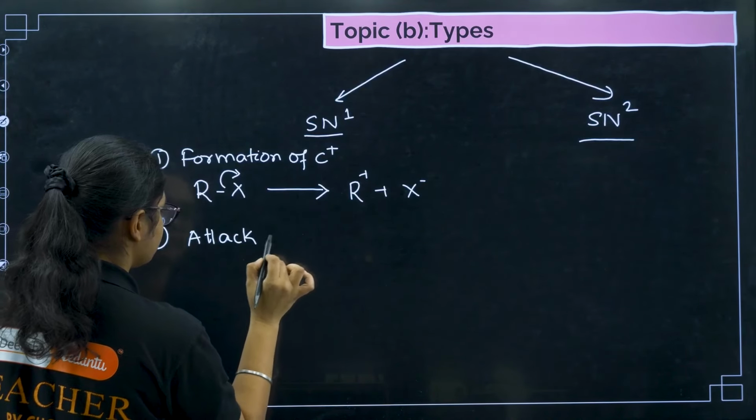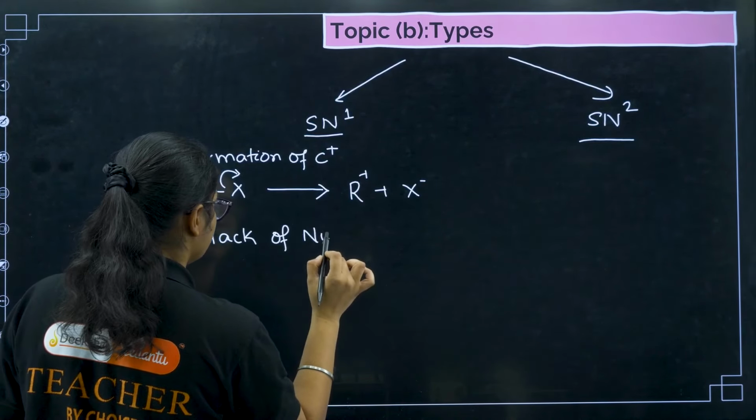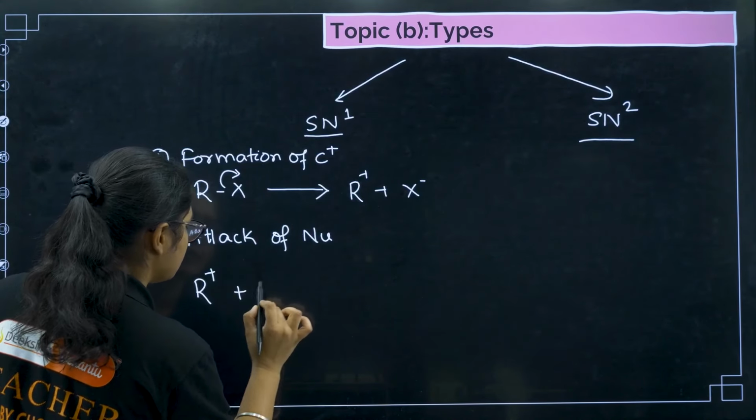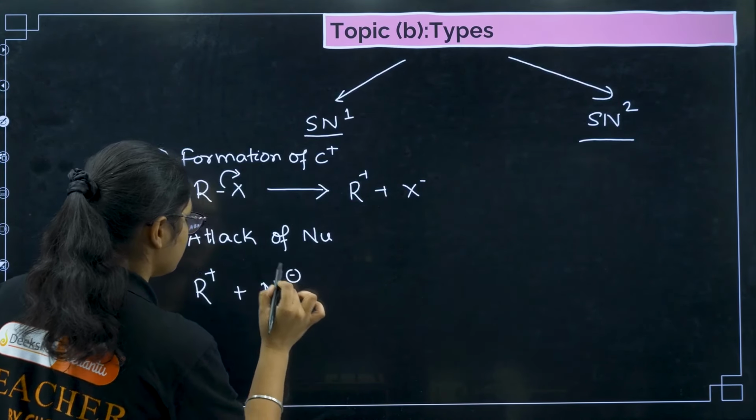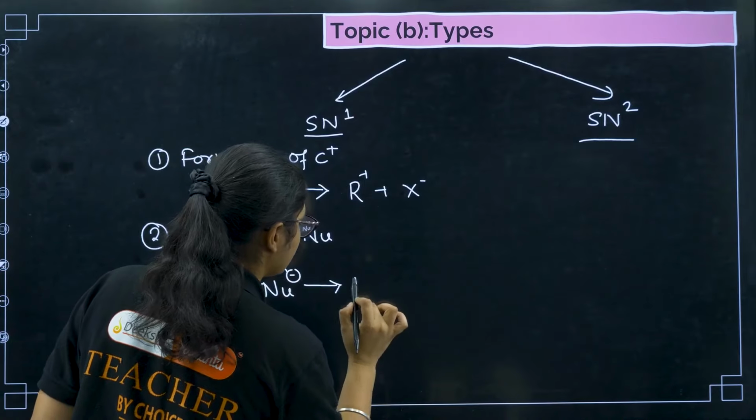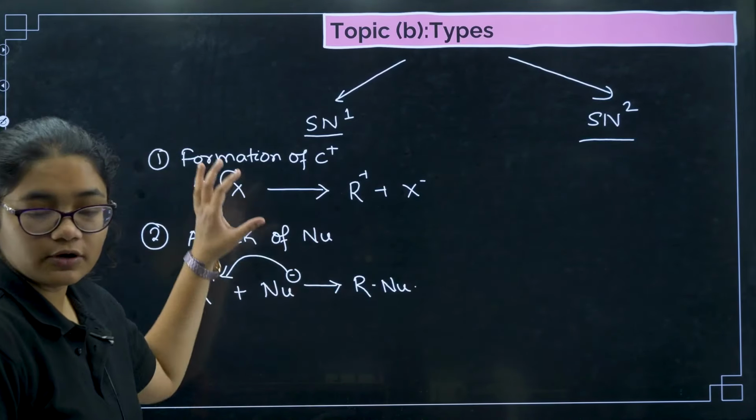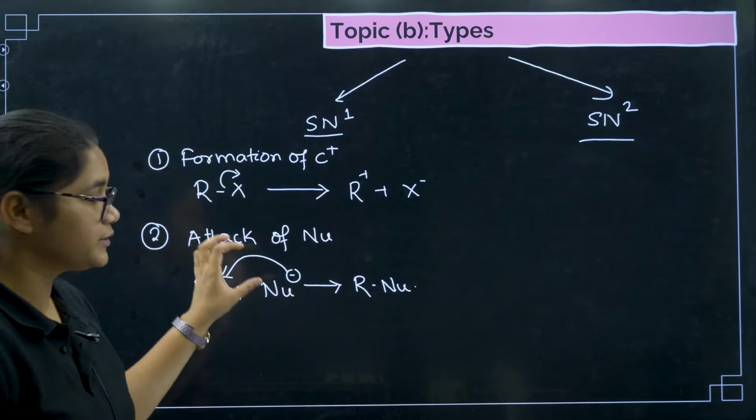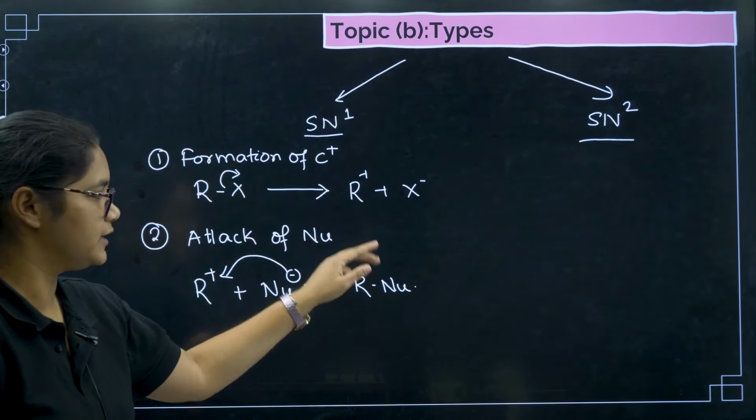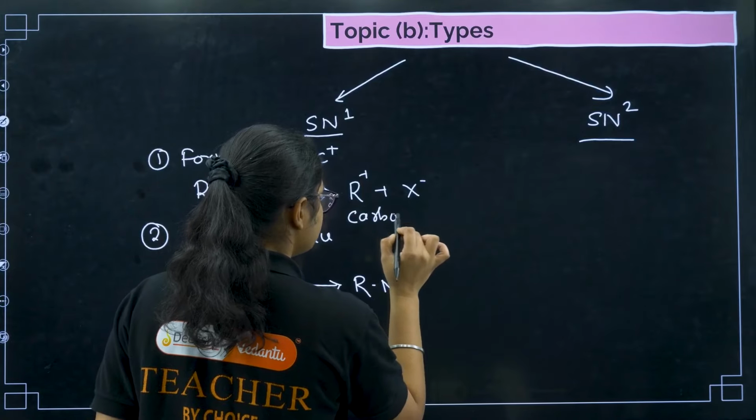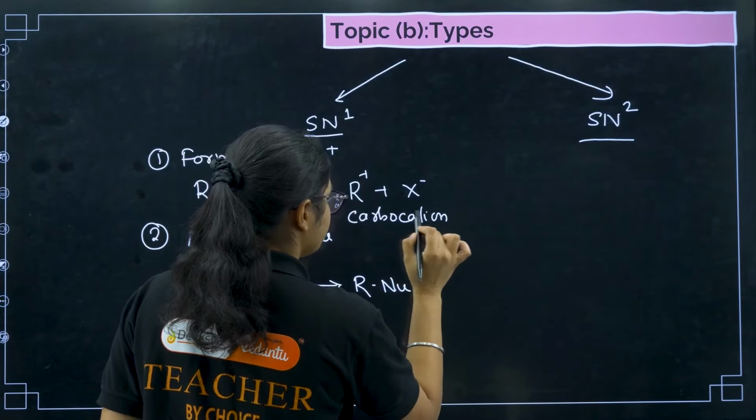Now the second step, what will happen? The second step is attack of nucleophile. So you have here R plus and here you have nucleophile. The nucleophile can attack on this one and you will get R-Nu. Clear? So this is your SN1 reaction. You can see we are getting RX to R-Nu, but in between there is an intermediate formed which is called carbocation.